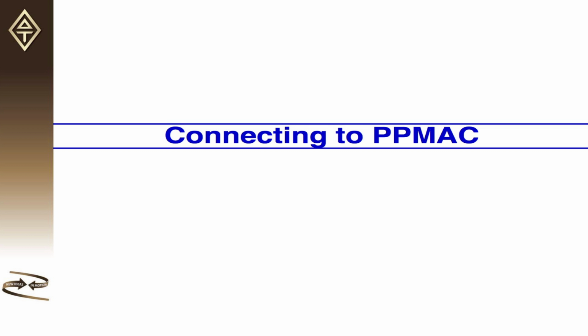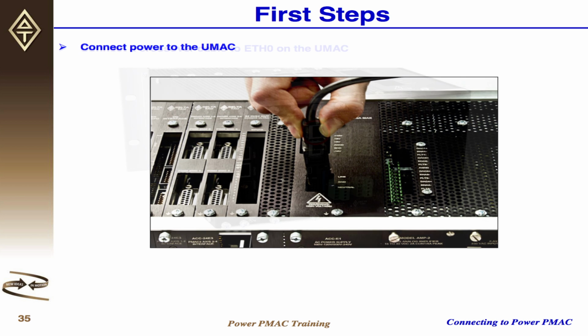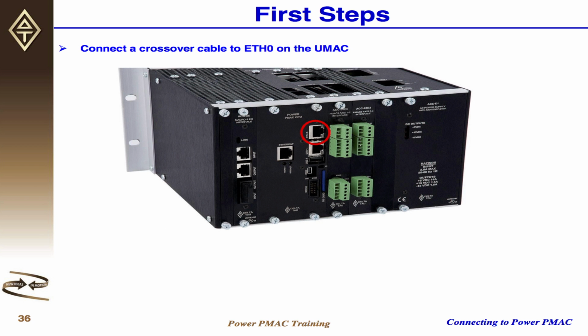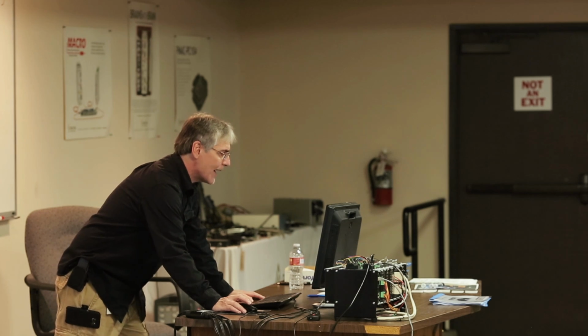All right, connecting to the Power PMAC. So if you haven't already, plug in your demo boxes. It looks like everybody's demo box is already plugged in. You'll be able to tell that the Power PMAC is fully powered up because there's a little power LED on the Axis interface cards that will come on. It says PWR power. That will indicate that the Power PMAC is fully up.